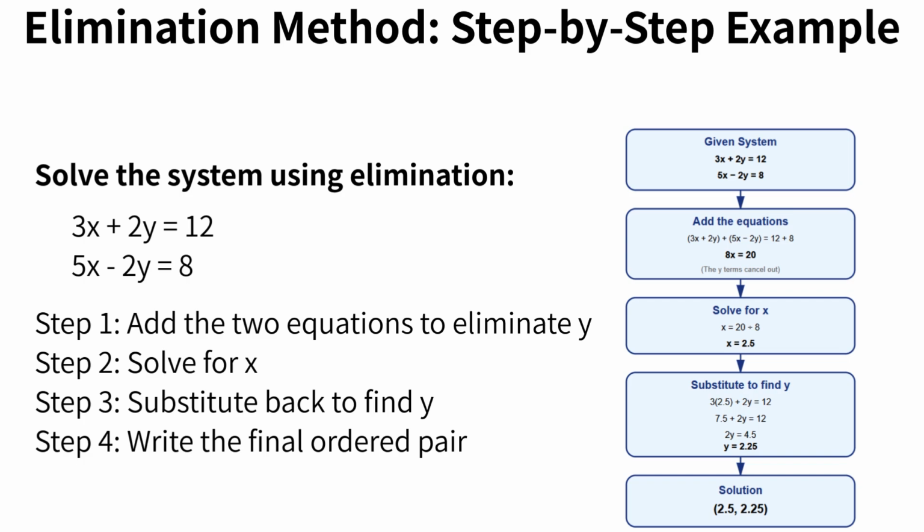This leads to the simple equation 8x equals 20. Dividing both sides by 8 gives x equals 2.5. Next, we substitute this value back into one of the original equations. Using the first equation, 3 times 2.5 plus 2y equals 12. 3 times 2.5 is 7.5, so the equation becomes 7.5 plus 2y equals 12. Subtracting 7.5 from both sides gives 2y equals 4.5. Finally, dividing by 2 gives y equals 2.25. So the solution to the system is the ordered pair 2.5, 2.25. This point is where both lines intersect.